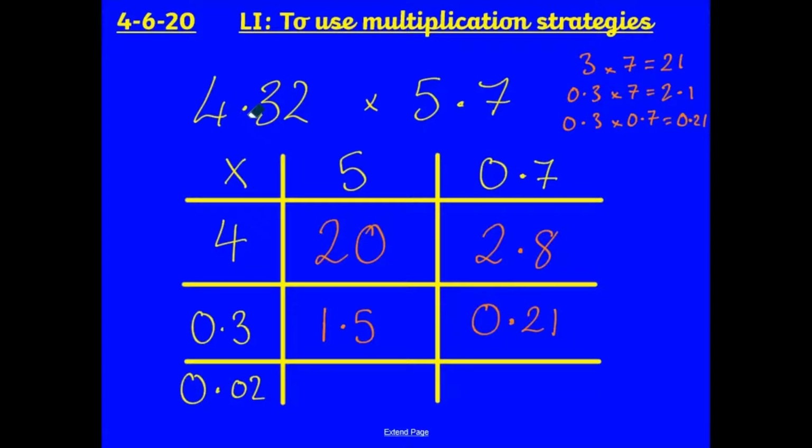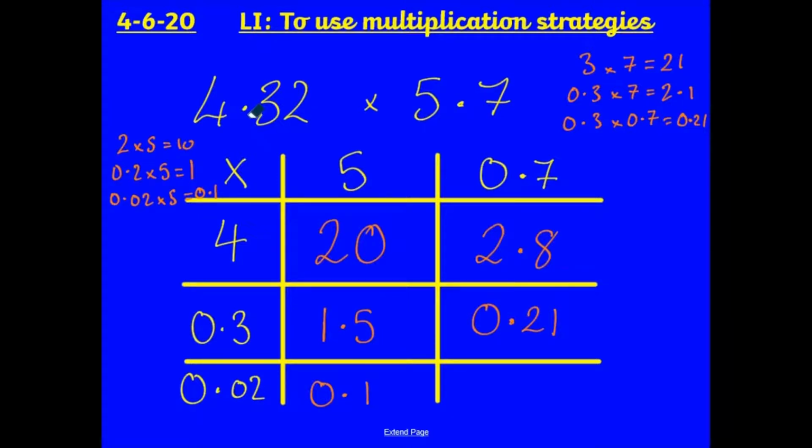And then I have got 0.02 times 5. Again, I'm going to do this on the left-hand side here now. I know that 2 times 5 equals 10. So 0.2 times 5 is equal to 1, and 0.02 times 5 must equal 0.1. So there we go, 0.1. And then my final box here is 0.02 times 0.7.